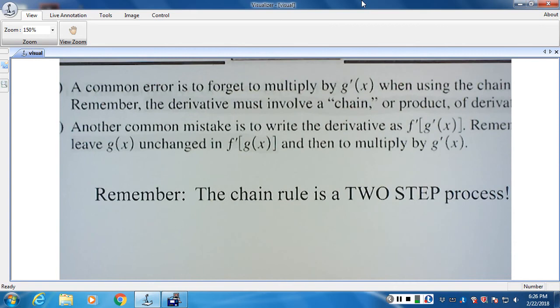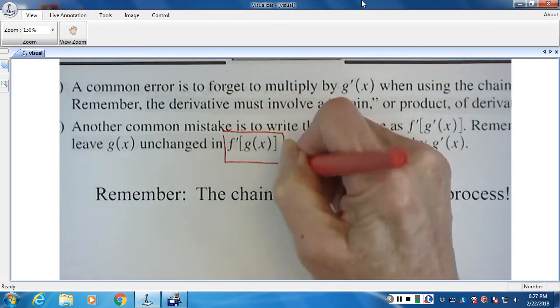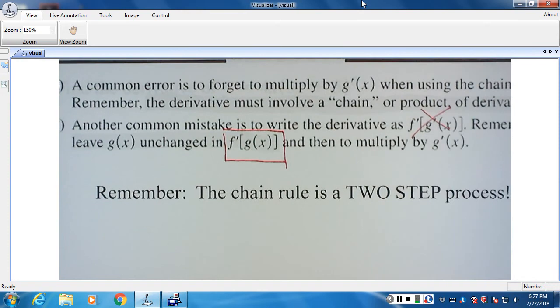Now, the only thing I will caution you about here, these are 2 things that are really common errors. Most common error is to forget to multiply by the derivative of the inside. Everybody remembers how to do the outside part, but they forget you have to also multiply by the derivative of the inside. That's that 2-step process. And when you write your answer, it needs to look like this, not like this, because it's not the derivative of g of x. That's not the same thing. The notation is still f prime of whatever g of x was.